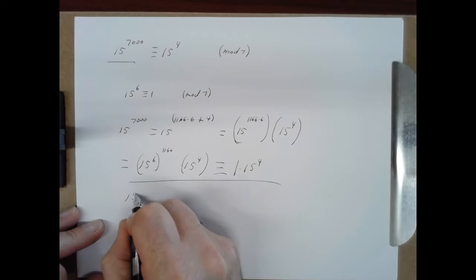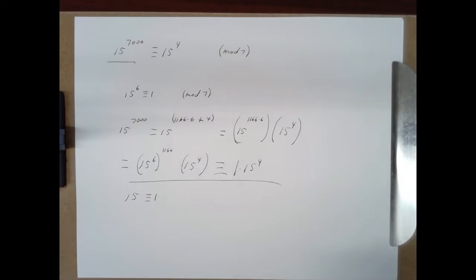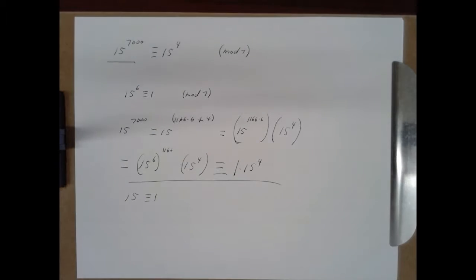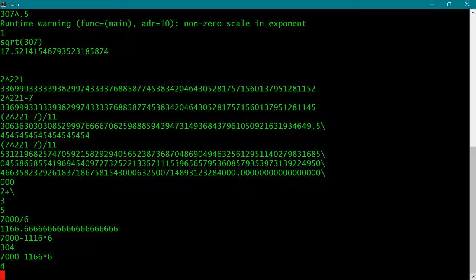And in this case, 15, well, this was a silly exercise because 15 is congruent to 1. So we didn't even need to do this, but ignore that, right? We could just take 15, find what it is mod 7, raise that to the 4th. But I picked a silly example because 15 is already congruent to 1.